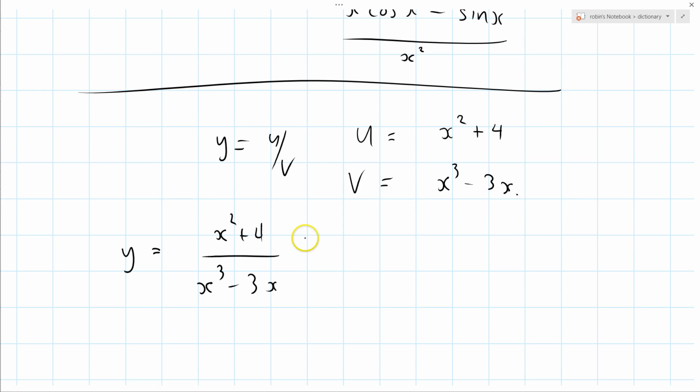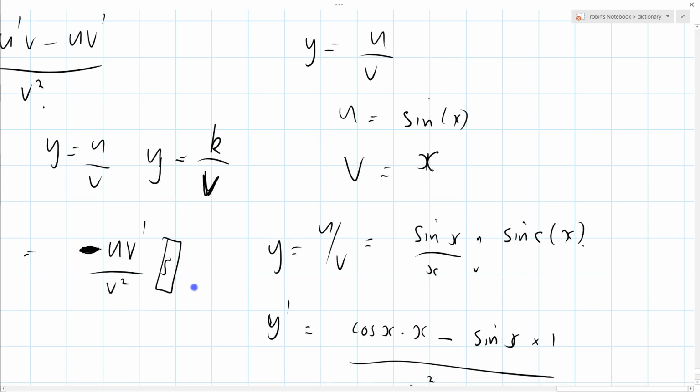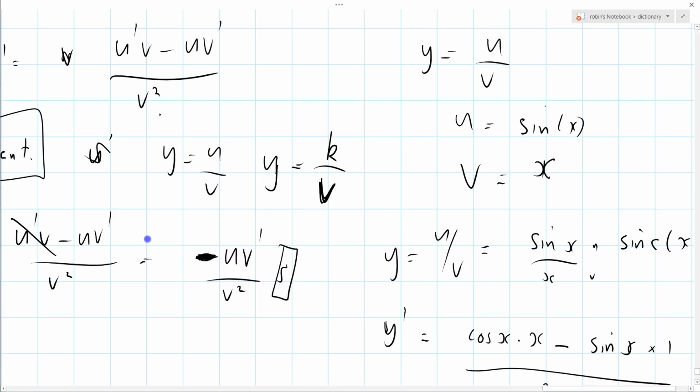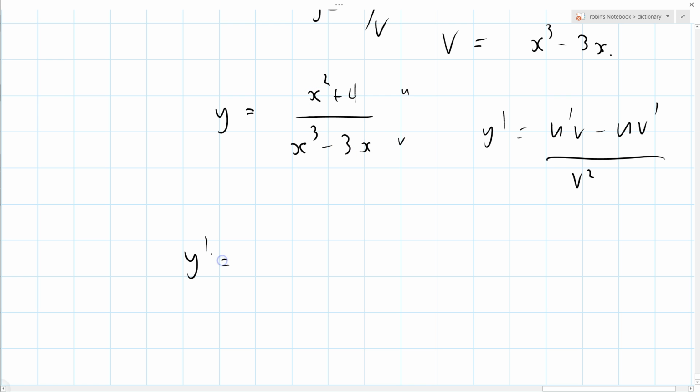Well, let's have a look at this. I just write down u and v there. So I've got my formula here. I'll write it out again. U dash v minus uv dash. Y dash equals u dash v minus uv dash over v squared, where u is this top here and v is that one there. So y dash equals u dash. We just differentiate this one, so it's just 2x times v, x cubed minus 3x.